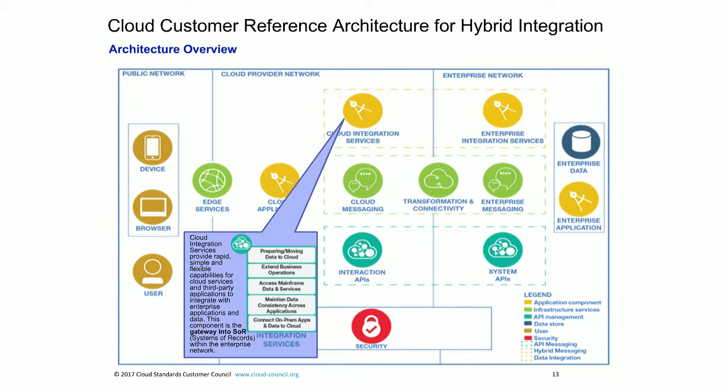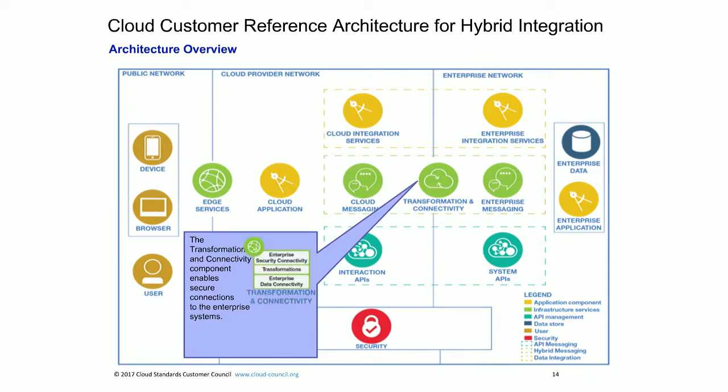Moving on. The transformation and connectivity component really provides the secure connection into the enterprise. It handles things like enterprise secure connectivity, transformation, enterprise data connectivity, all those types of capabilities.